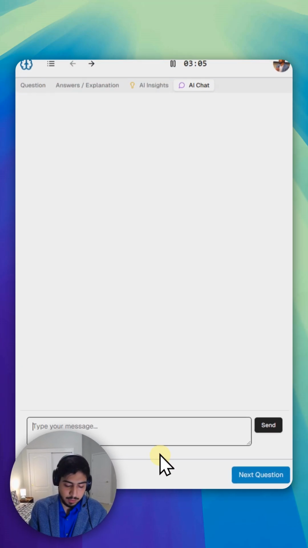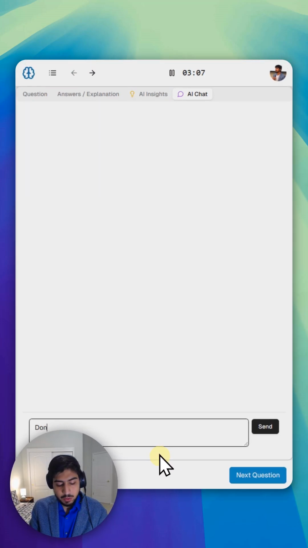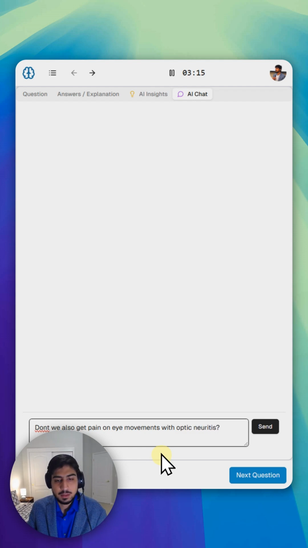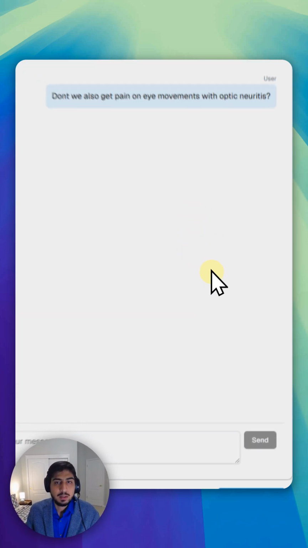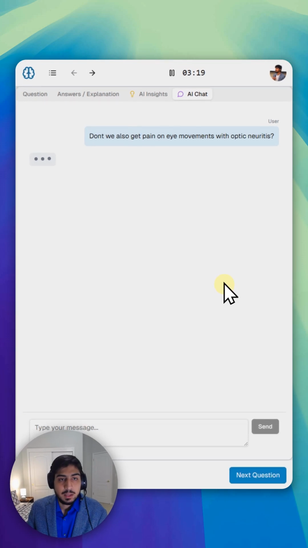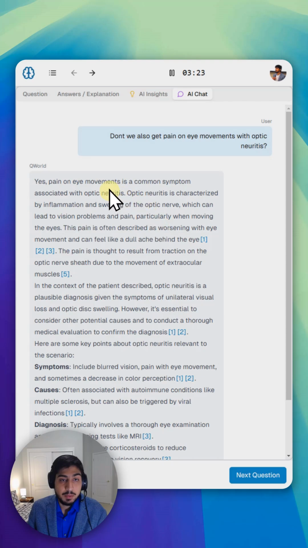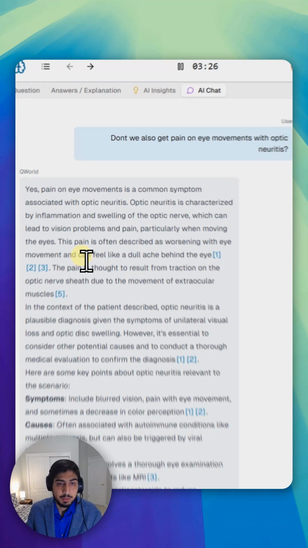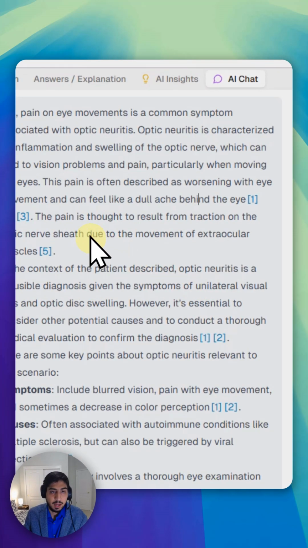This is a new one we have. Okay, let's see. Don't we also get pain on eye movements with optic neuritis? Let's see what it thinks. Okay. All right. Let's give it a second as it processes that. Yeah, pain on eye movement is a common symptom. You can often feel like a dull ache behind the eye.